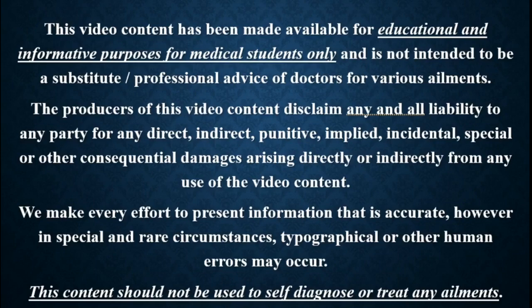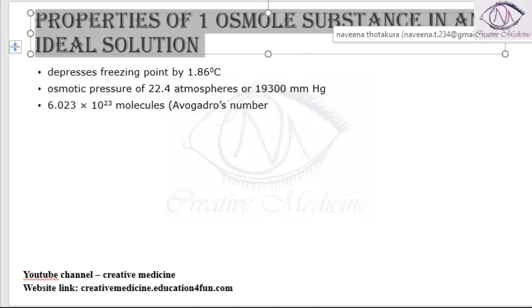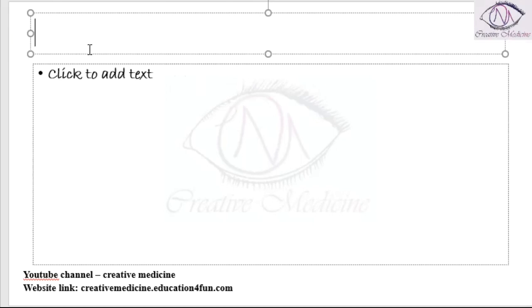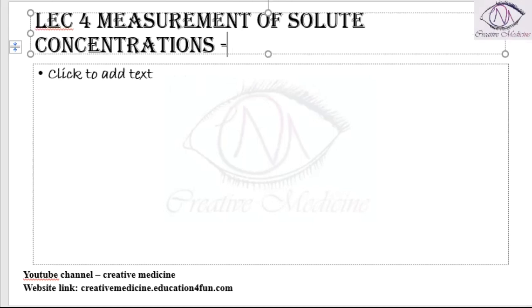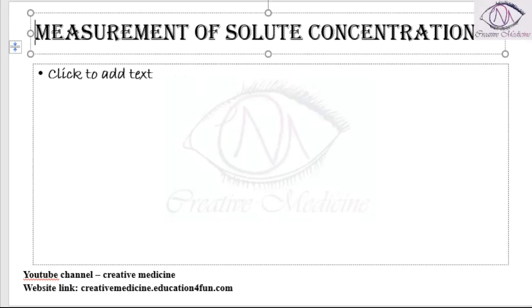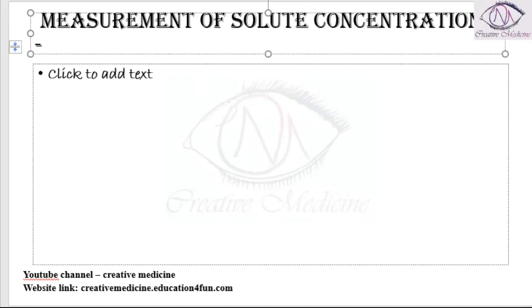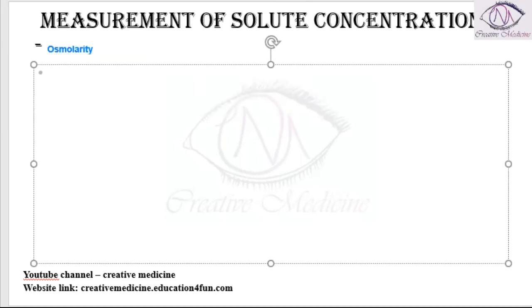In this lecture, we will learn about the measurement of the solute concentration. Here in the measurement of the solute concentration, we have osmolarity and osmolality. What is osmolarity first? Osmolarity is the number of osmoles per liter of solution. So osmolarity is equal to the number of osmoles per liter of solution.